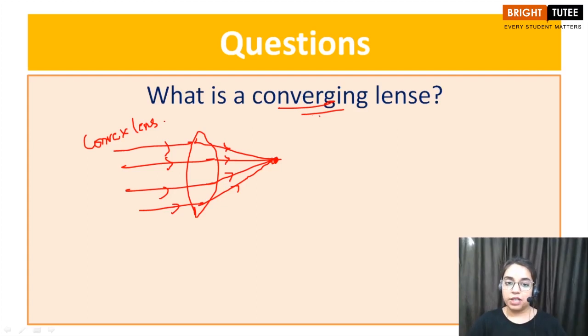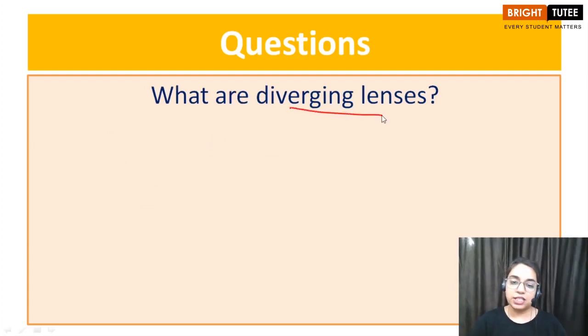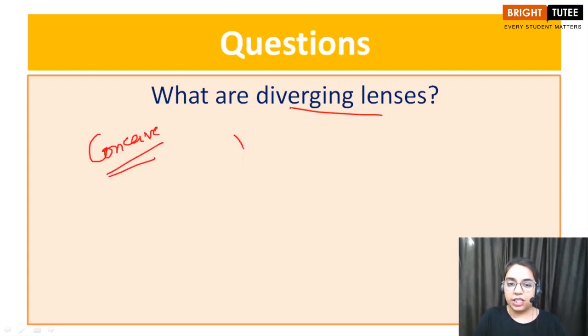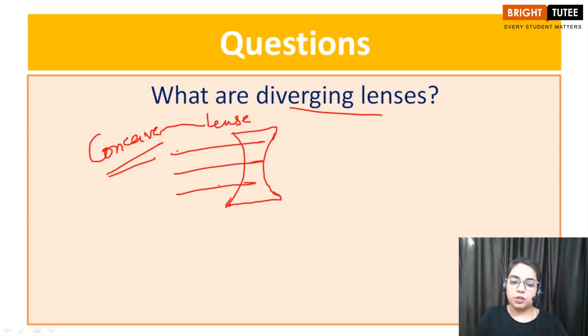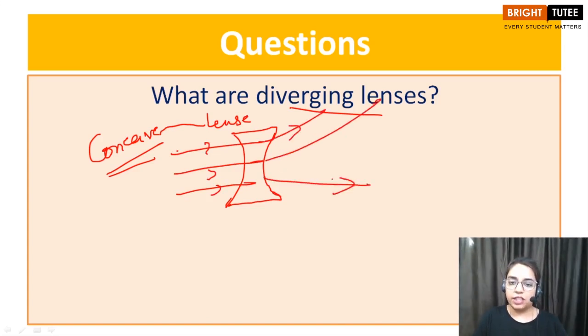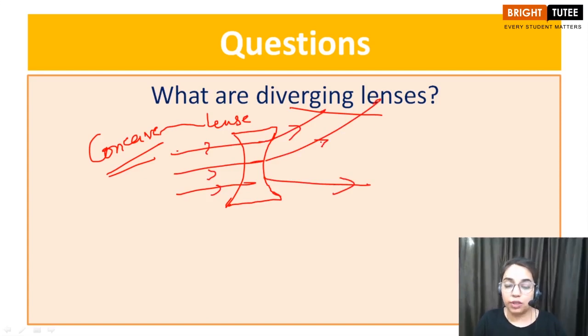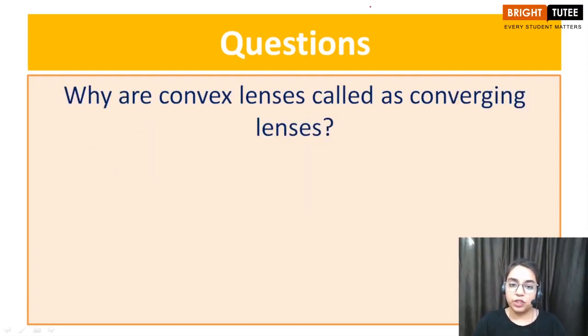Okay, so let's move to the next question. What are diverging lenses? So children, concave lenses are known as diverging lenses. These types of lenses which are thinner at the center and thicker at the edges are called concave lenses. Whenever the rays of light pass through it, it diverges them. It will diverge them in different directions rather than focusing them on a single point, and that is why these types of lenses are known as diverging lenses. Let's move to the next question.